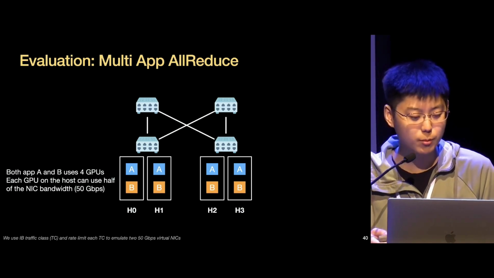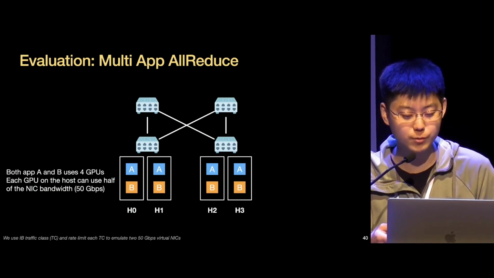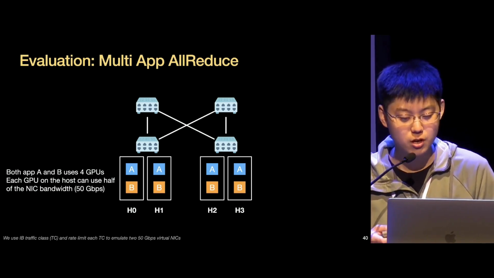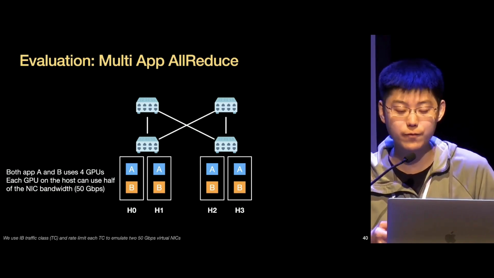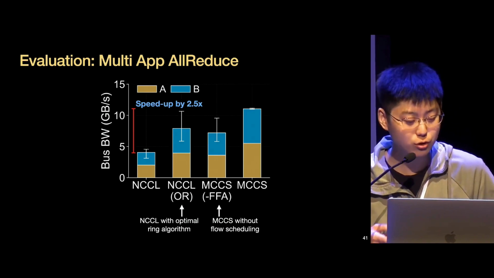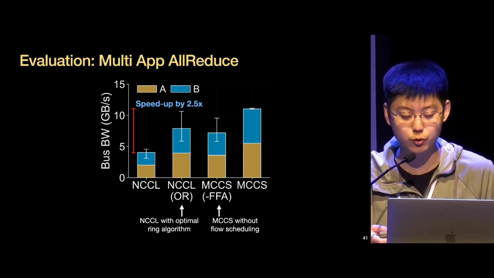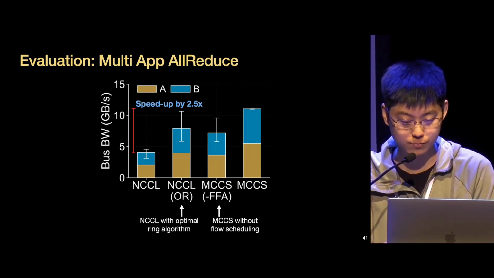To evaluate multiple applications' performance, we place 2 applications, each using 4 GPUs across 4 hosts. So each GPU on the host can use half of the NIC's bandwidth. In this case, MCCS also outperforms NCCL for both applications, achieving a speedup of 2.5 times on average.